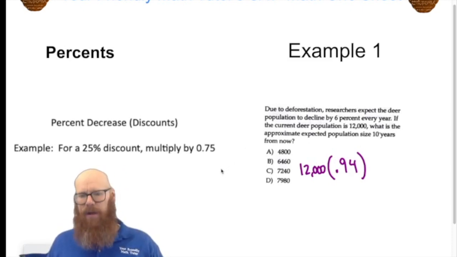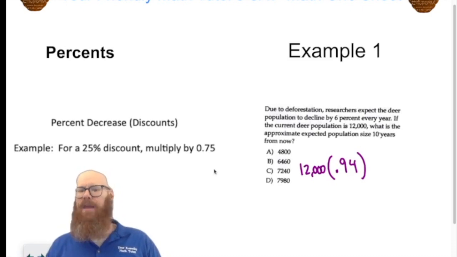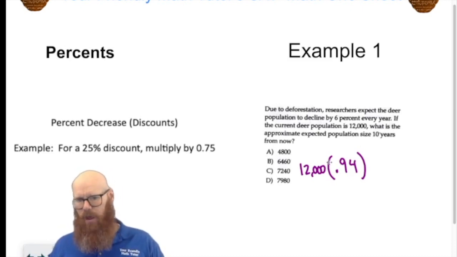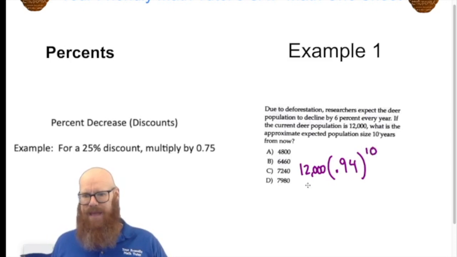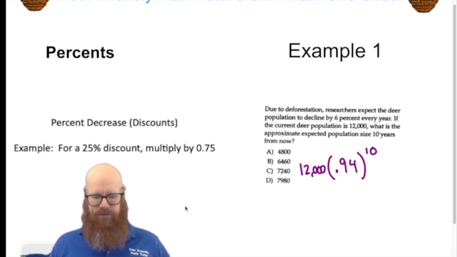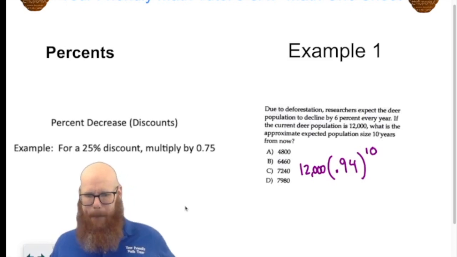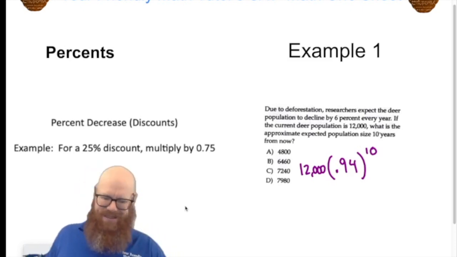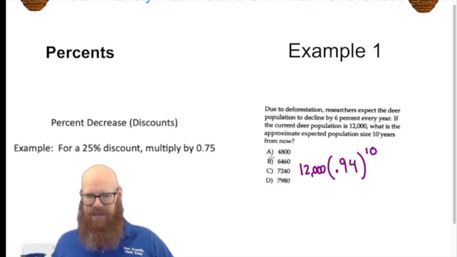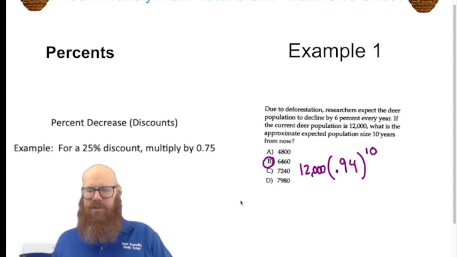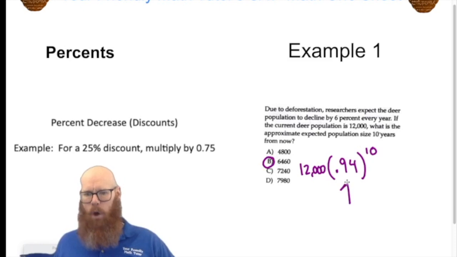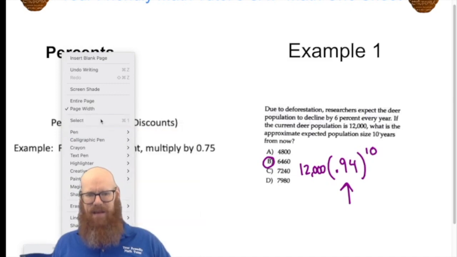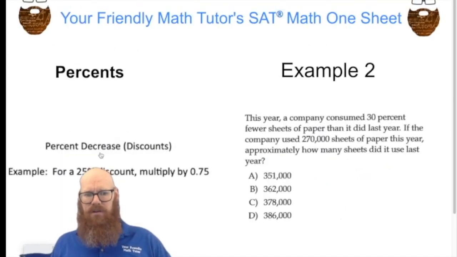If we do that year after year after year, this is where repeated multiplication becomes exponentials. So we're going to raise it to the 10th power to see how many deer there will be 10 years from now. I'm just going to type that into my calculator, and that gives us about 6,464. So the closest answer here is B. The key to the problem is multiplying over and over by 0.94, which is really a 6% decrease. Now let's look at another decrease problem.